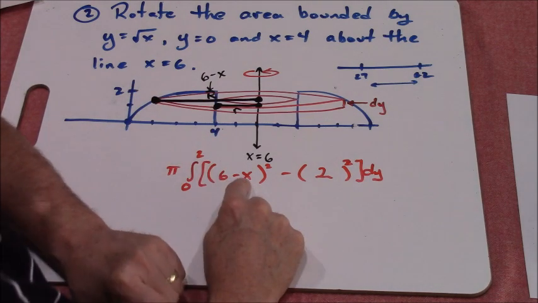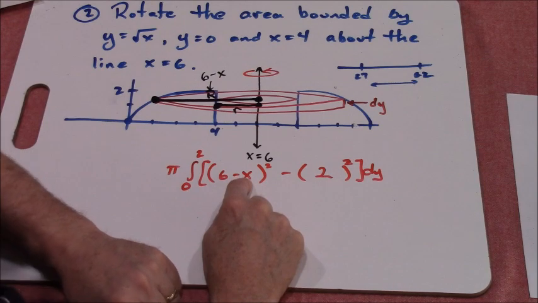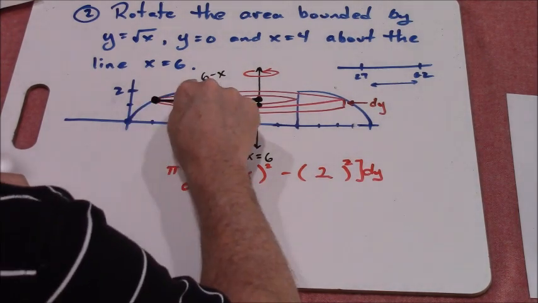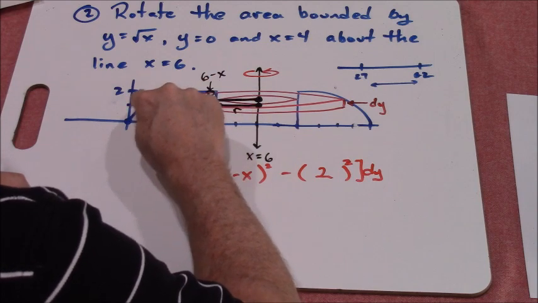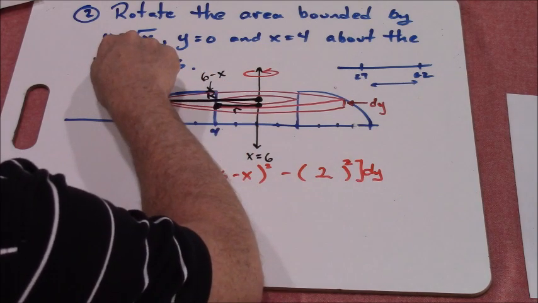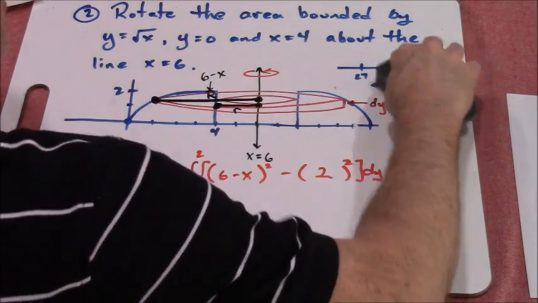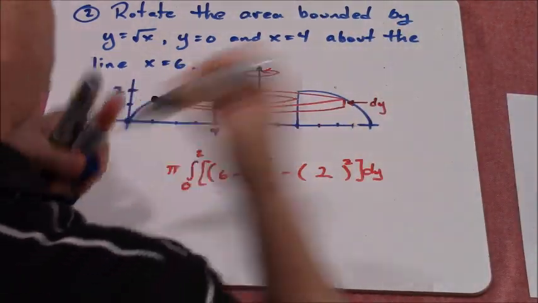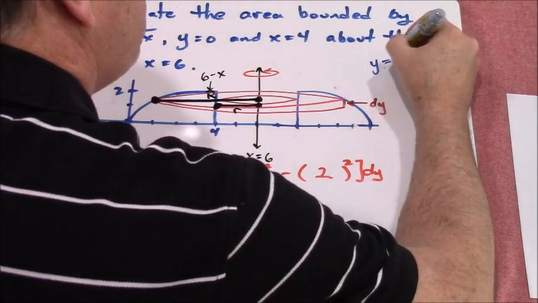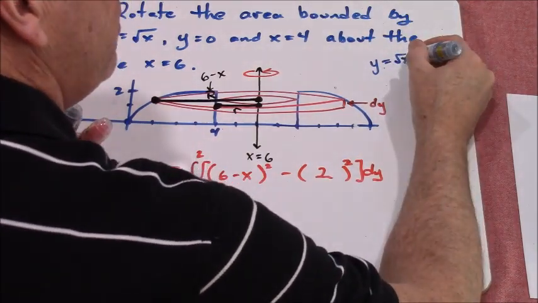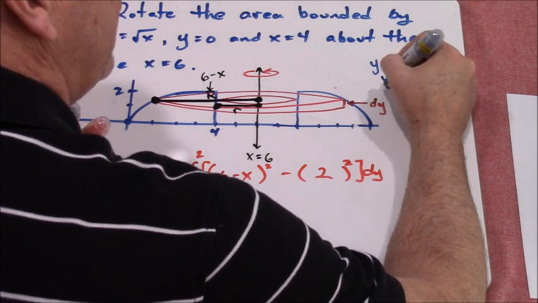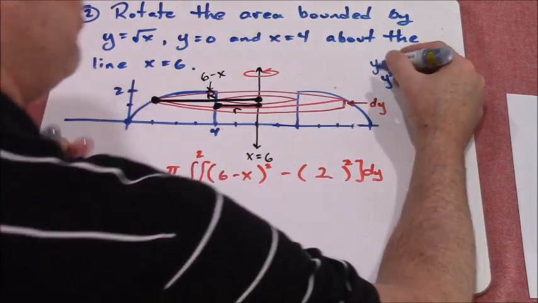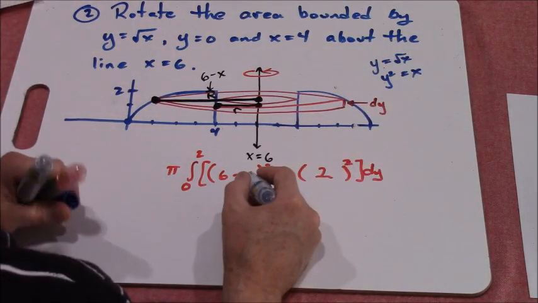All right, I still have to fix one thing. I got to get this in terms of y. Well, the equation for this curve right here was y equals the square root of x. So if I go over here and just say, okay, y equals the square root of x, and I want to know what x is equal to, I'll square both sides. And so now what I could do is I could put y squared in place of this x.